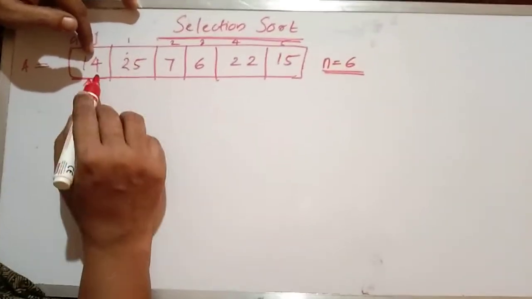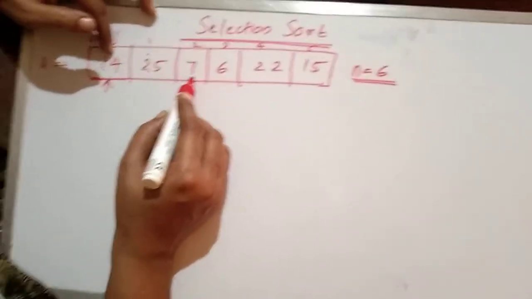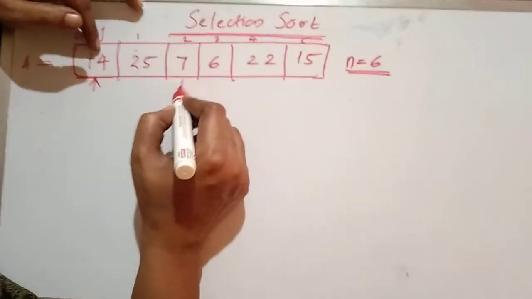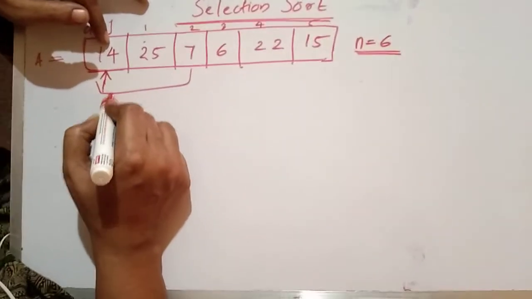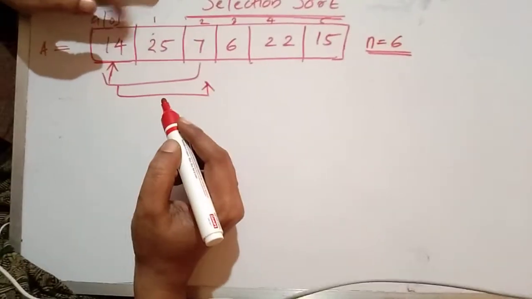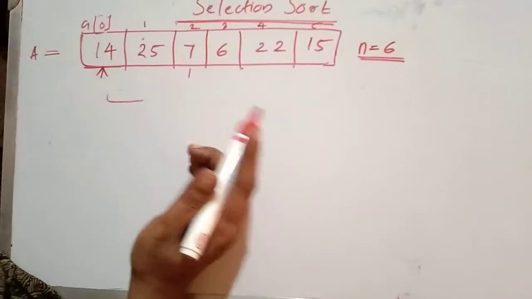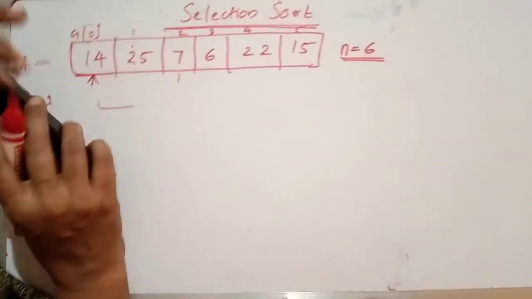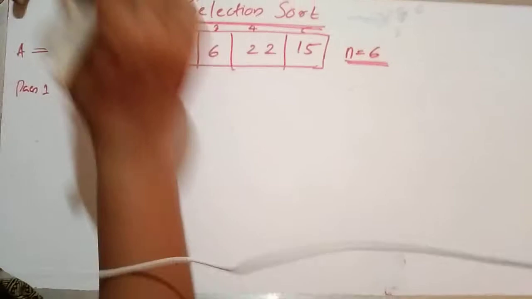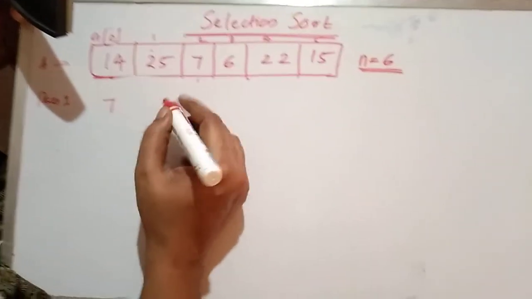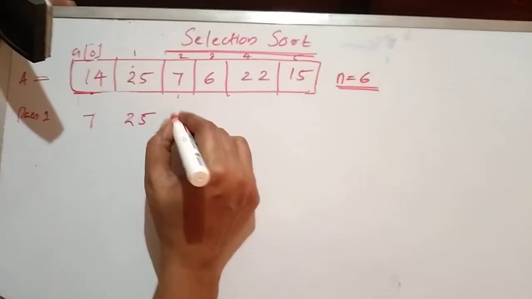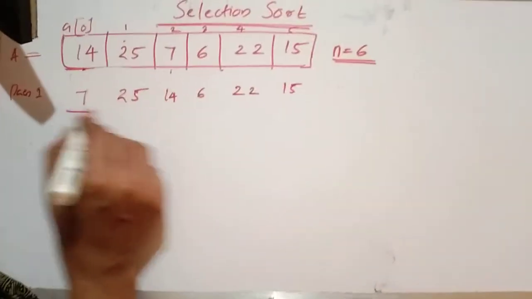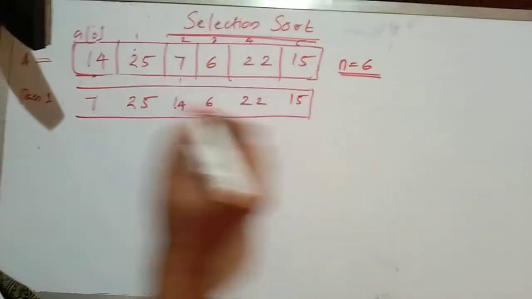Then next we check 14 with 7. This time 7 is less than 14, so we have to swap. That means 7 should come here and 14 should go here. We do the swapping, right? So in pass 1, our array will be like this: 7, 25, 14, 6, 22 and 15. This is pass 1.